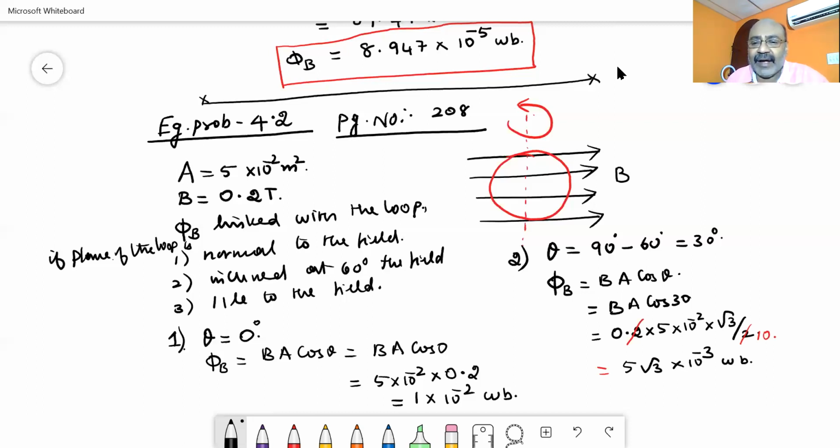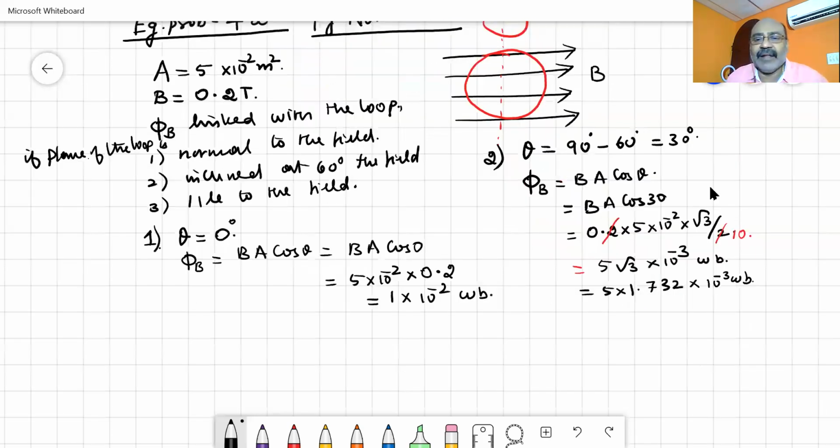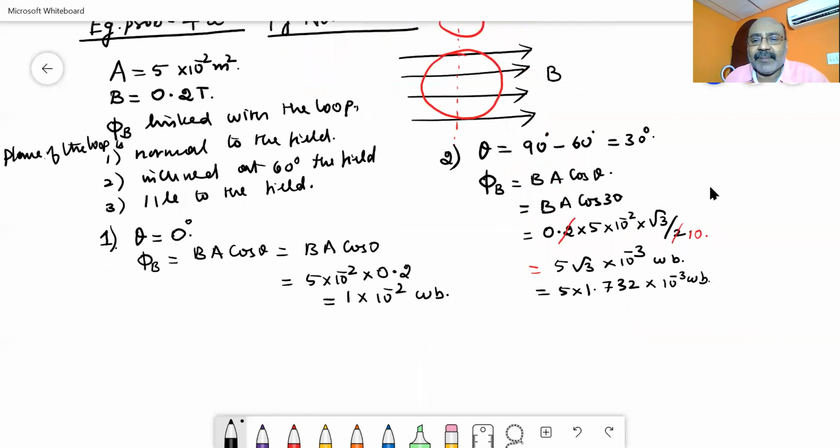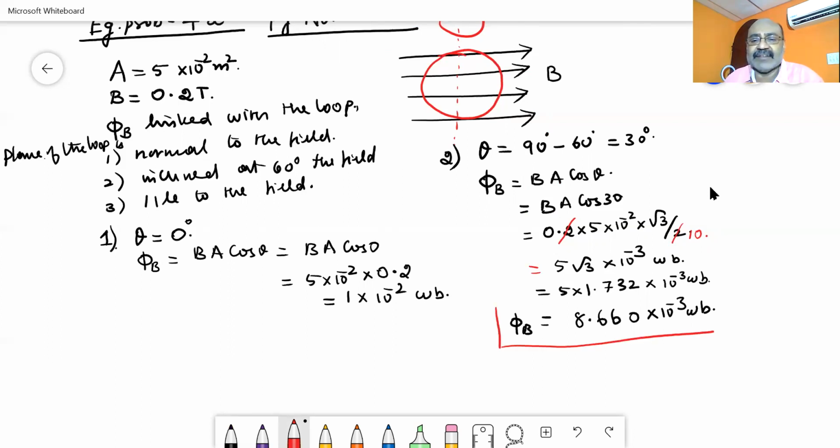Or you can write 5 into 1.732 into 10 power minus 3 Weber. Multiply and get the answer. On multiplication, we get 8.660 into 10 power minus 3 Weber, which is the flux linked with the loop in case number 2. In case number 1, this is the answer.